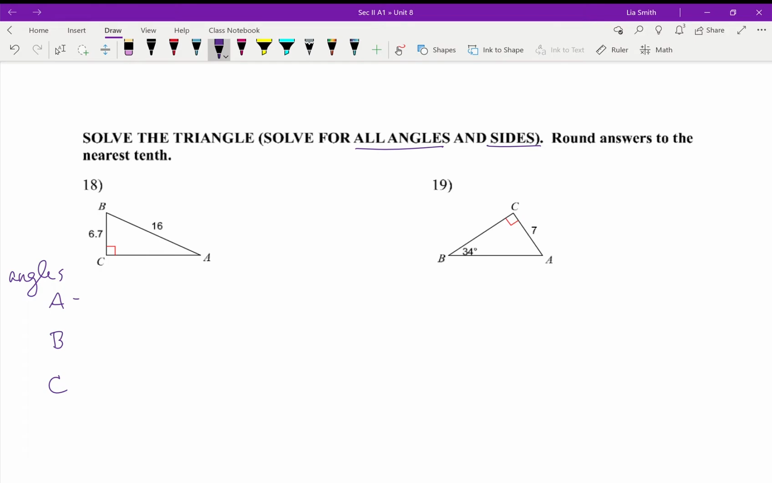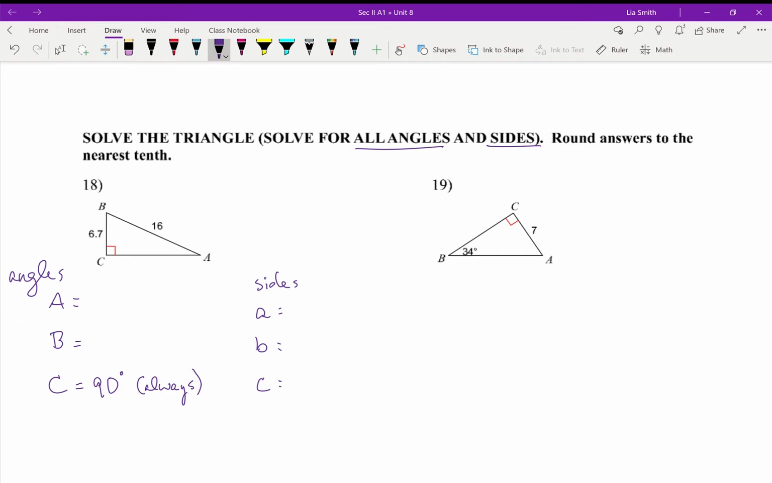Now, if you recall, of these 3 angles, you will always know what C is because C is always marked with that 90 degrees. So this one will always be 90 degrees. You're also going to be looking for the sides, which will be labeled with a lowercase a, lowercase b, and lowercase c. So when you're trying to find all of the parts, you want to make sure that you know what parts you were given. So C is always given.